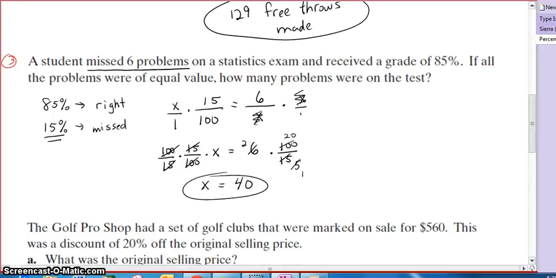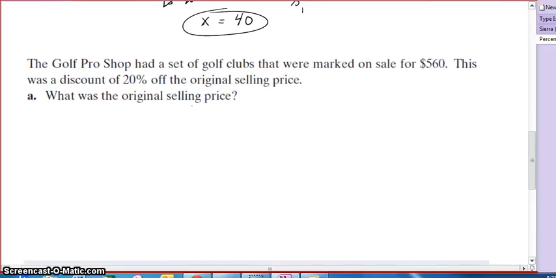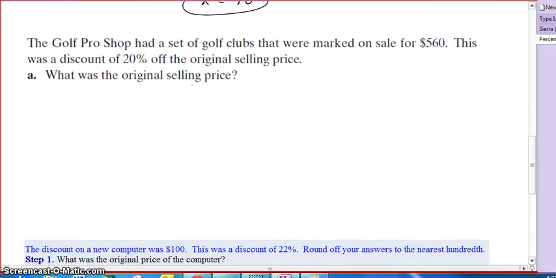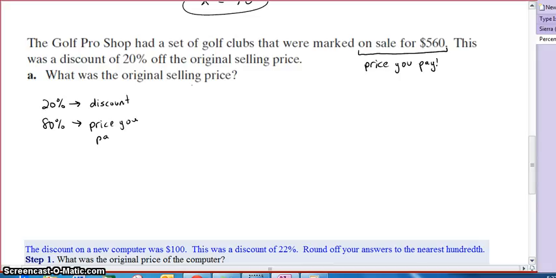Okay, let's try another one. Golf Pro Shop had a set of golf clubs that were marked on sale for $560. So hopefully you're recognizing that this is the price that you are paying. This was a discount of 20% off the original selling price. So 20% represents the discount. What's 80% represent? That's the price you actually pay. So in this case, it's giving me the price that I pay, so I'm using the 80%.